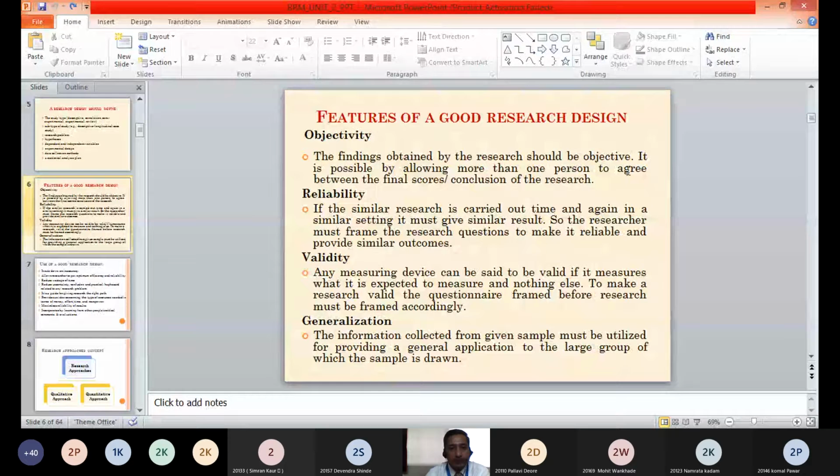Are you getting this point? Objectivity. Yes, sir.